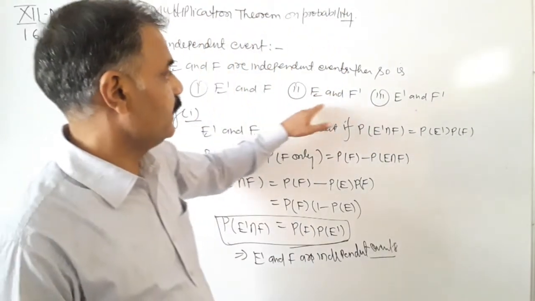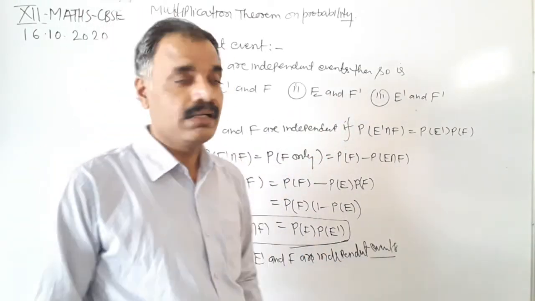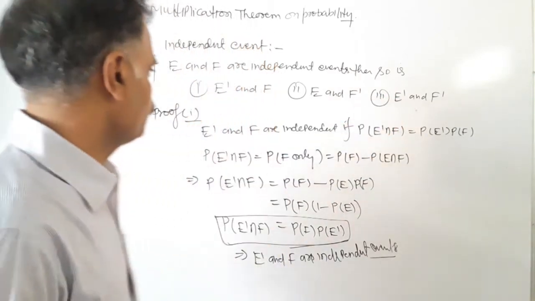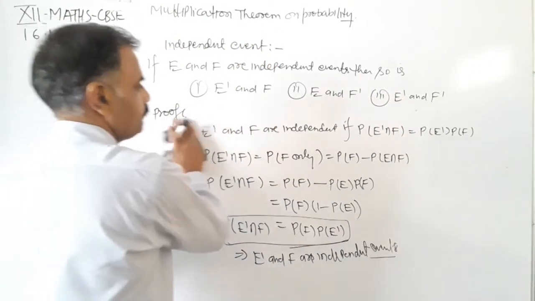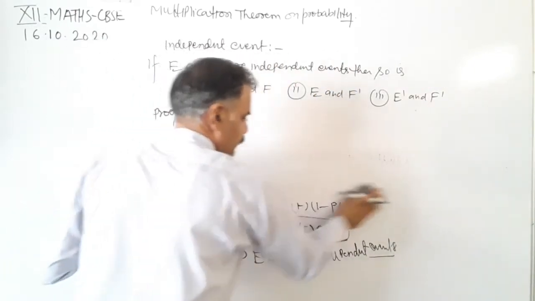Now we will have the second result, that is E and F dash. This result can also be proved in the same way. So we will prove now the third result. Proof of the third result.